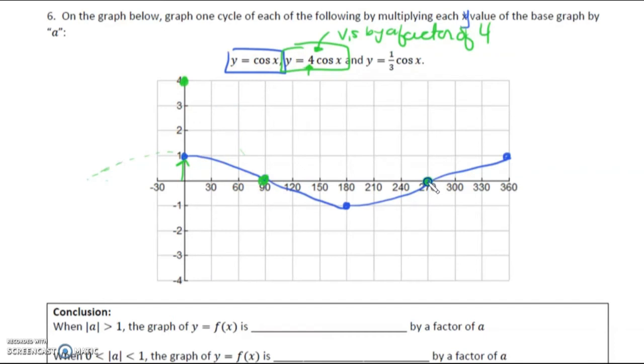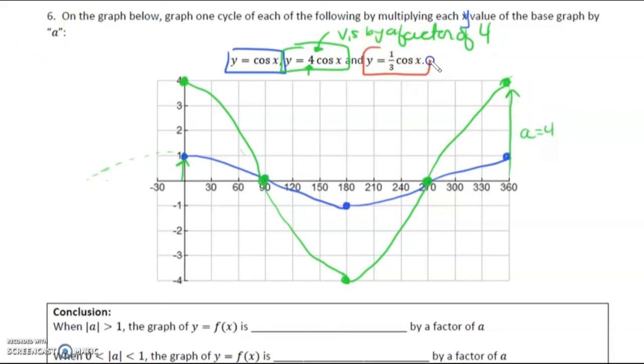The x-intercepts are going to stay the same. So we're going to go down, and then instead of being at negative 1, it's at negative 4. It's just going to be stretched vertically. And then instead of being at 1, again, it's at 4. So our amplitude, our hump, is 4.